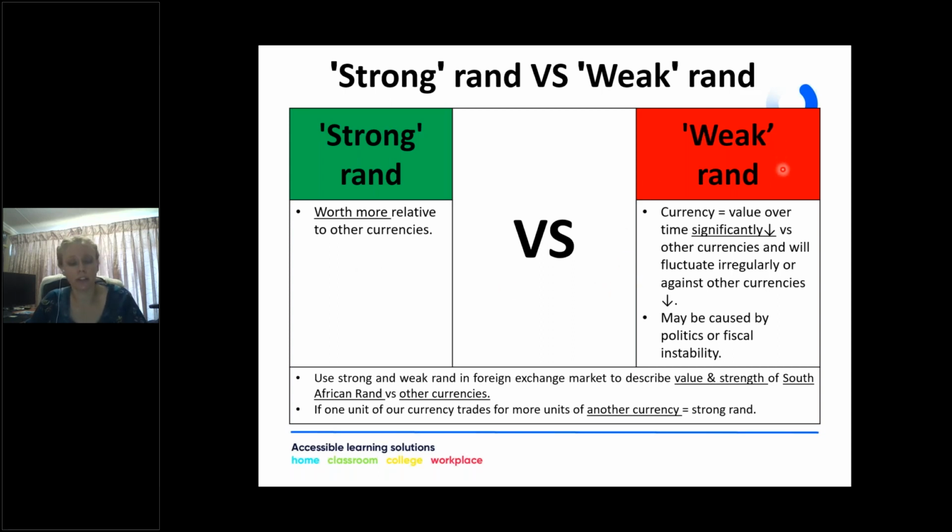If we look at the weak rand, it's when the currency's value drops over a significant time against other countries, and this will fluctuate irregularly or decrease against other currencies, and this may be caused by political or physical instability.